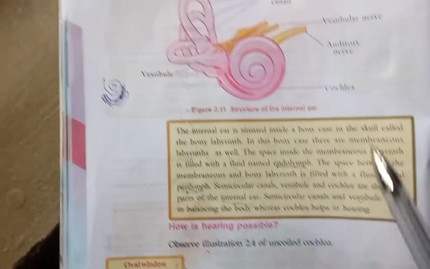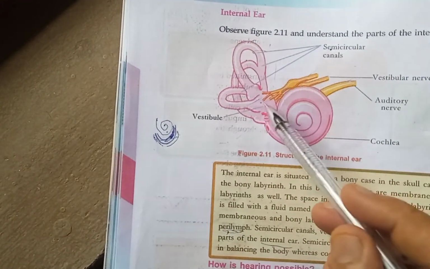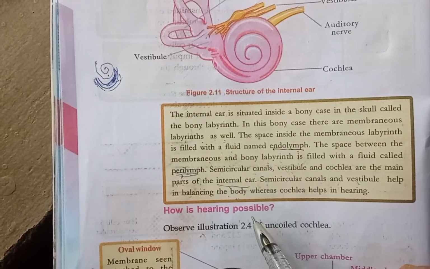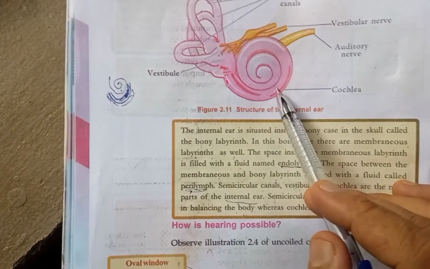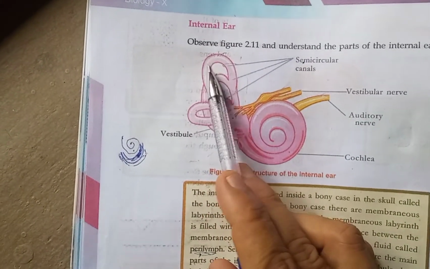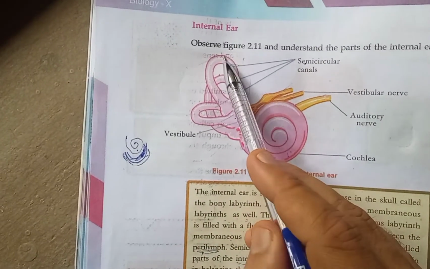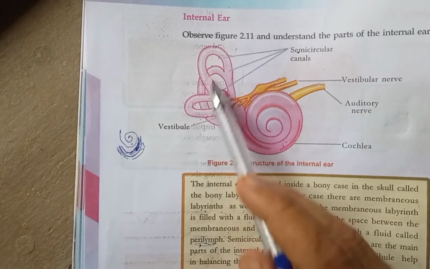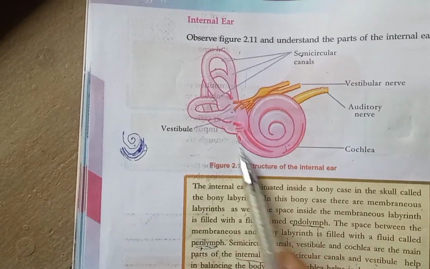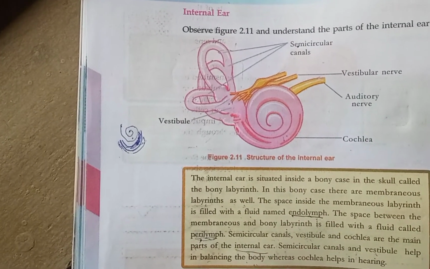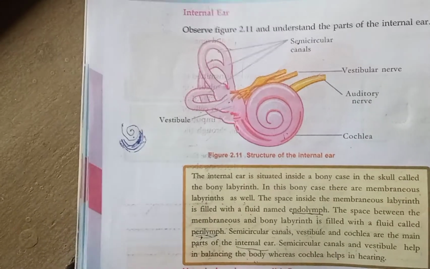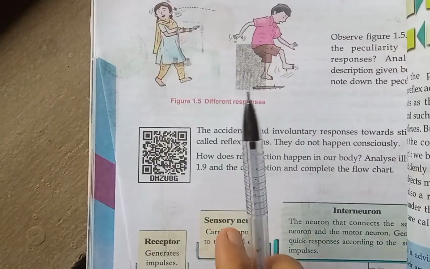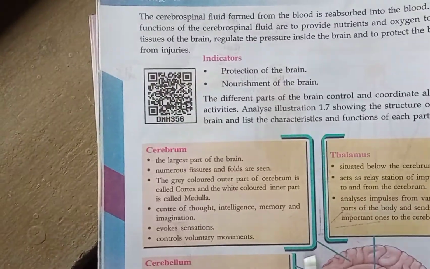Semicircular canal and vestibule help in balancing the body, whereas the cochlea helps for hearing. Are the three parts understood? Semicircular canal, vestibule, cochlea. Semicircular canal and vestibule help for body balance, not hearing. Only the cochlea helps for hearing sound. Understood now? One more part in the brain also helps with balancing. Do you know? That is known as the cerebellum.